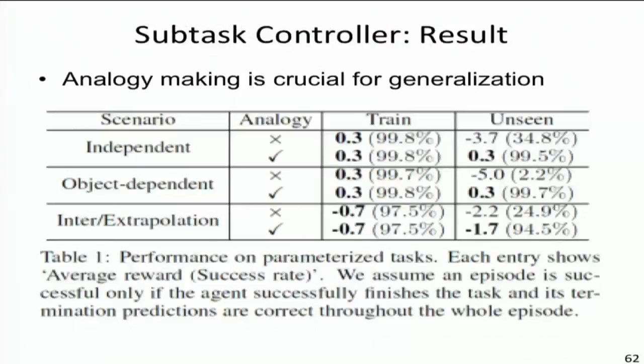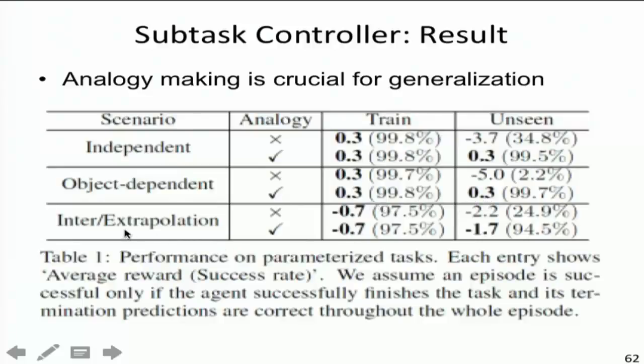Here are some summary results comparing the analogy making regularizer with a baseline without analogy making. Usually the agent without analogy making can perform quite well on the training data, but it fails badly in unseen scenarios. It doesn't generalize well to unseen combinations of action and target object. The object-dependent scenario means there is a command like interact, whose specific action differs depending on the type of object. Again, using analogy making is useful in those scenarios.